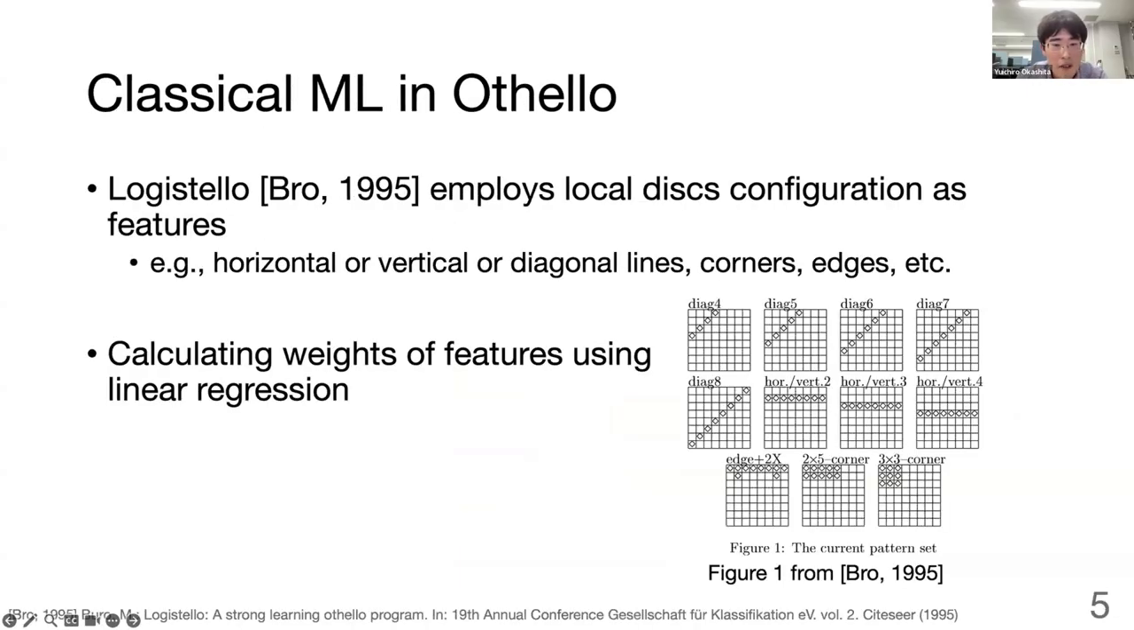And historically, the evaluation function in Othello was built on classical machine learning techniques. Logistello, which greatly influenced modern Othello programs, employs local disk configurations as features and calculates their weights using linear regression. And here are the actual patterns used in Logistello. As you can see, they include horizontal and vertical lines and various patterns around the corners and edges, which are strategically important areas in Othello.